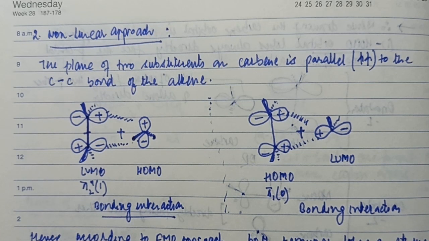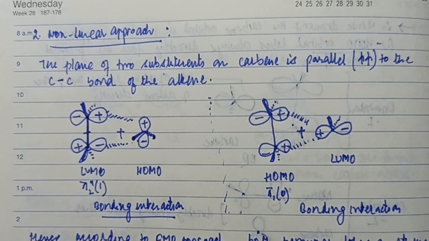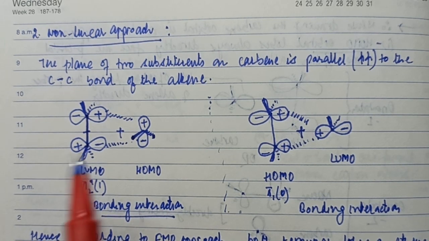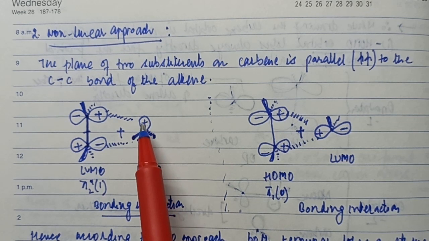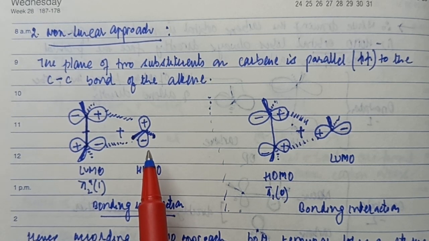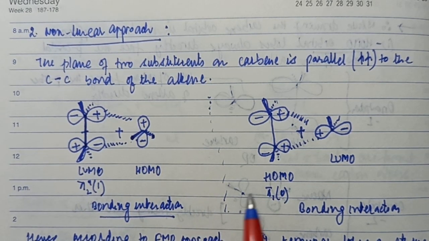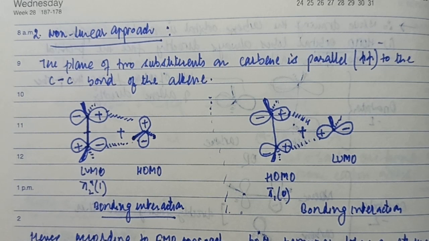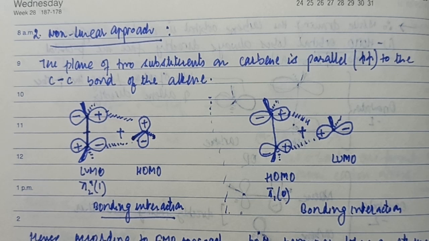So there are two ways in which the non-linear approach can be drawn. While drawing the HOMO for the carbene in the case of non-linear approach, one has to remember that this is drawn in such a way that the p lobe of the carbene does not directly face the p lobes of the alkene. This orientation is similar to the orientation of the LUMO orbital in the case of linear approach. So whatever is the orientation of the LUMO orbital in the case of linear approach, the same orientation will be there for the HOMO orbital in the case of non-linear approach. So HOMO for non-linear would be LUMO for linear, and HOMO for linear would be LUMO for the non-linear approach.